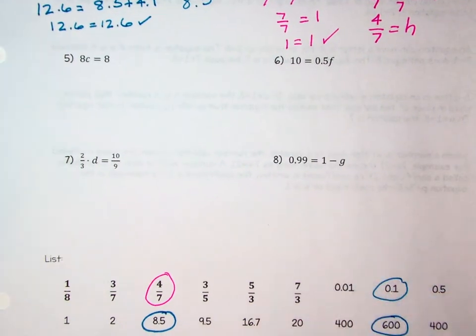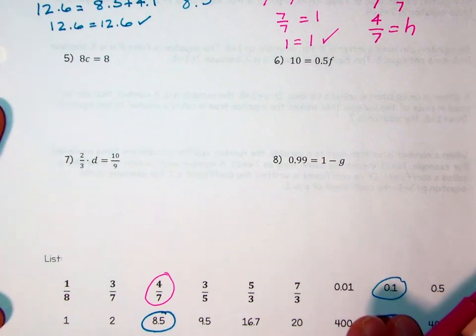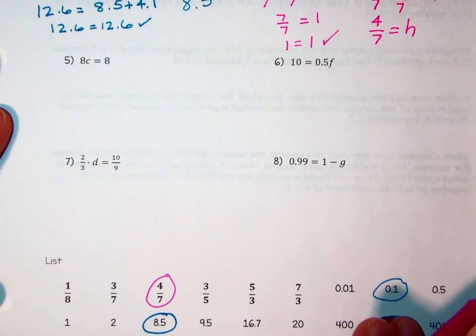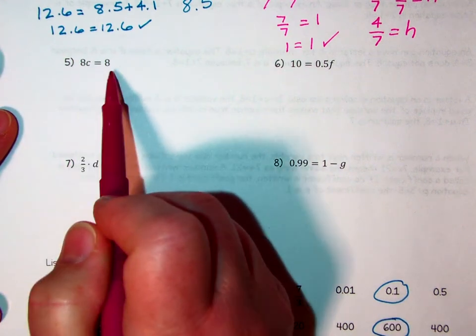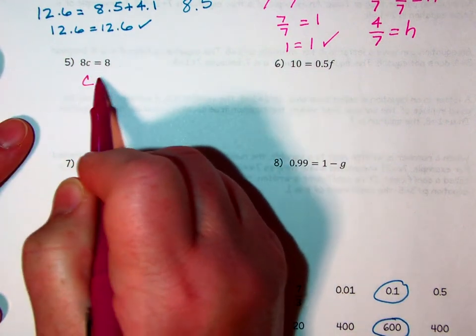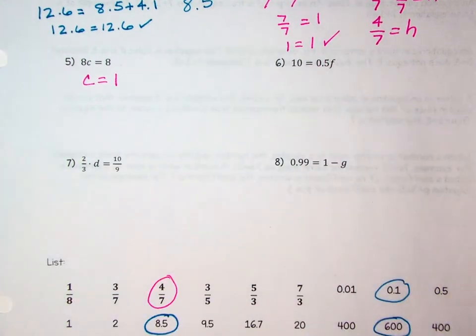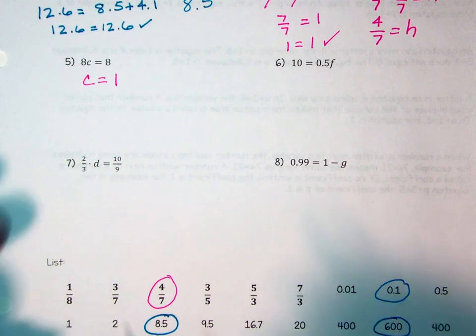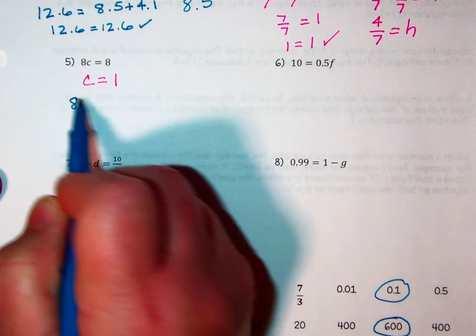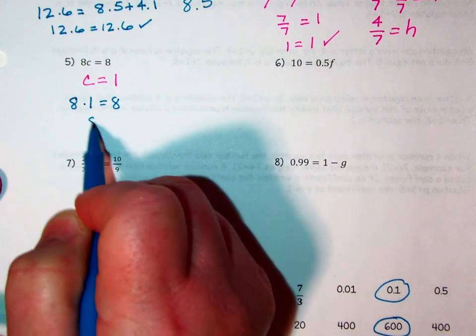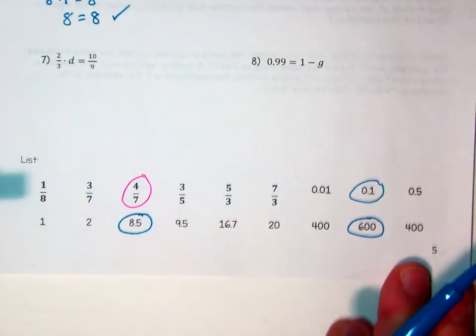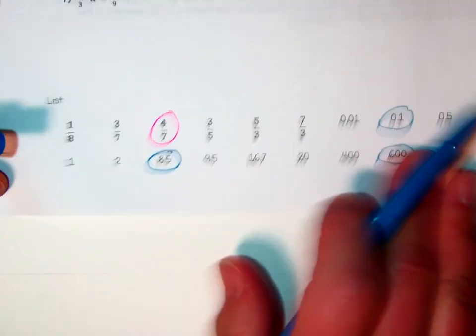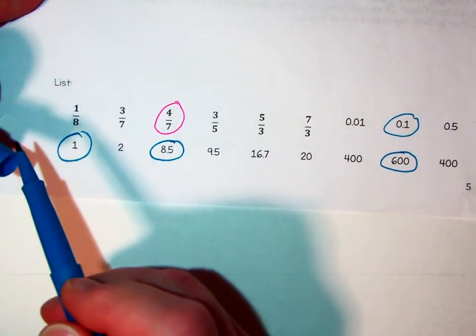All right, 5. 8 times c equals 8. And again, this is one most of you can do by inspection. 8 times some number equals 8, and the only value of c that could make that true is if c equals 1. And I can check that. If I substitute 1 in for c, I get 8 times 1 equals 8. So I have 8 equals 8. It's a true statement. And then I can come down here and see, do I find 1 as one of my options? It's right there.